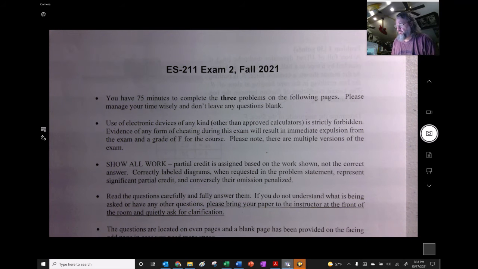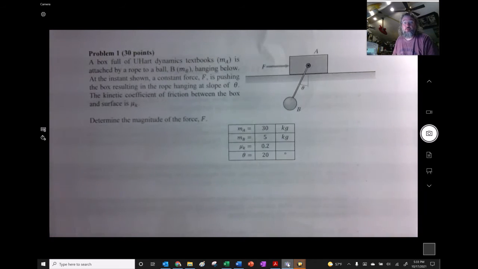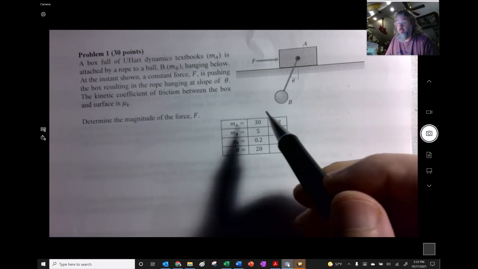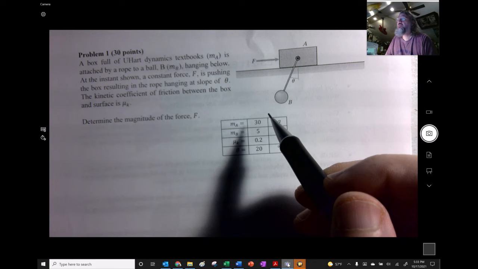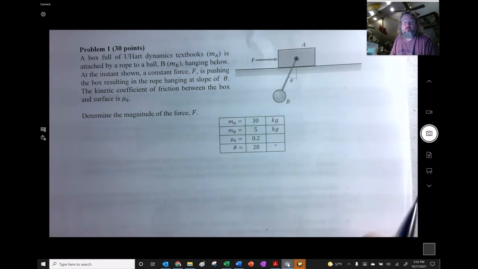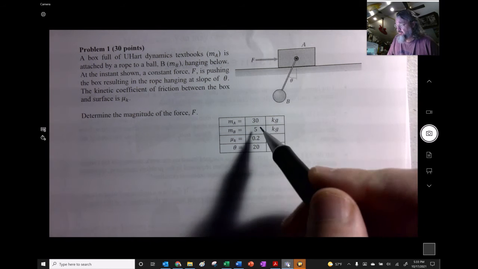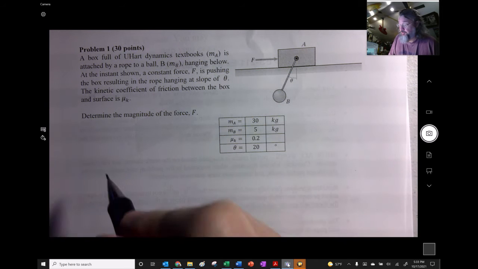A review of exam 2 in dynamics. So let's do it in real time here. Here is, I think this might have been the one that I was calling version A. So these are the numbers. The other two versions, B and C, will have slightly different values for right here.